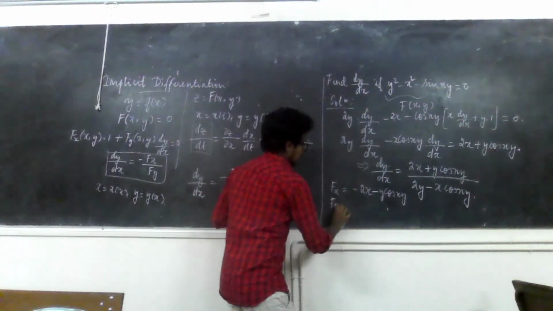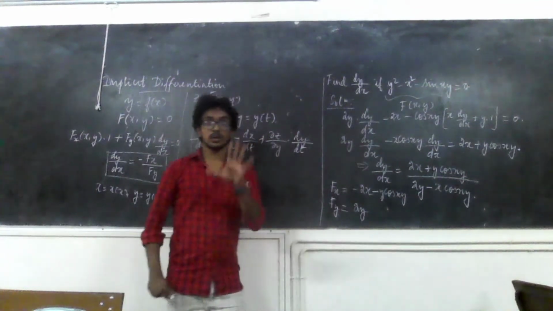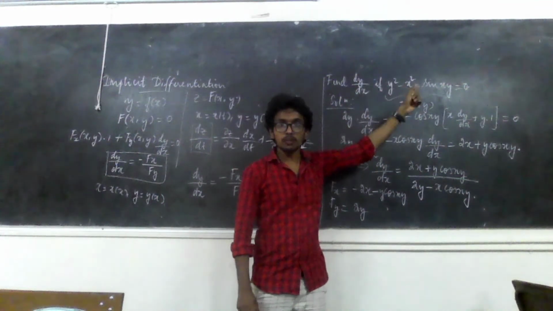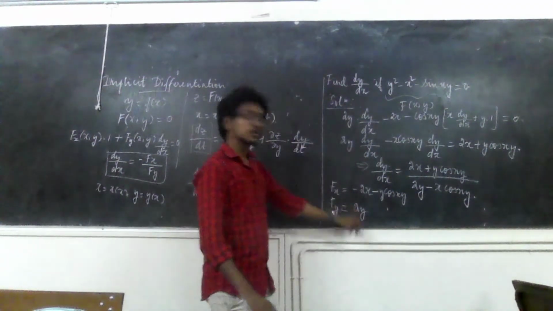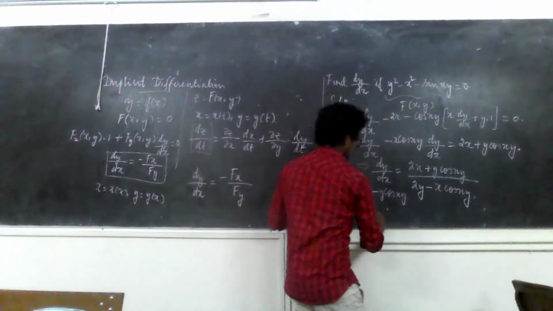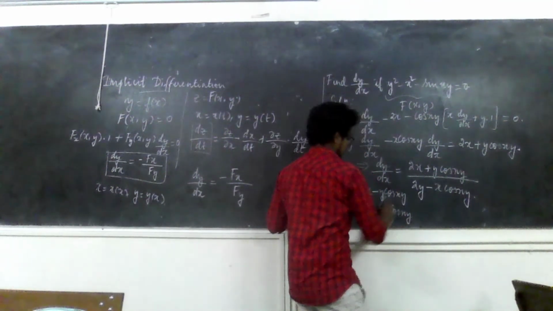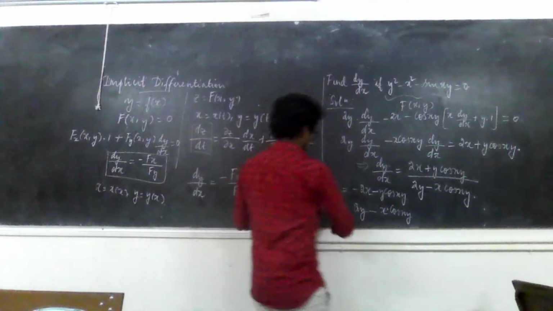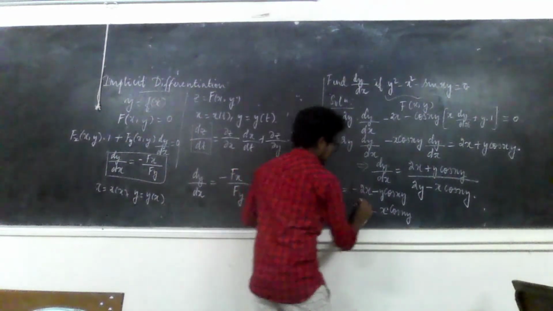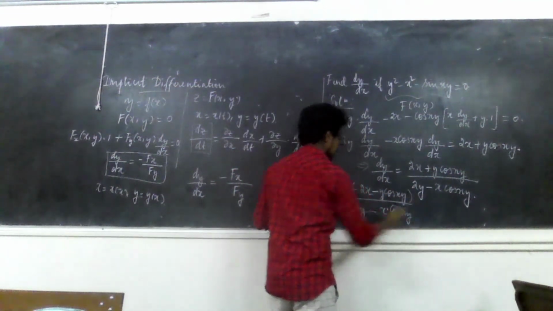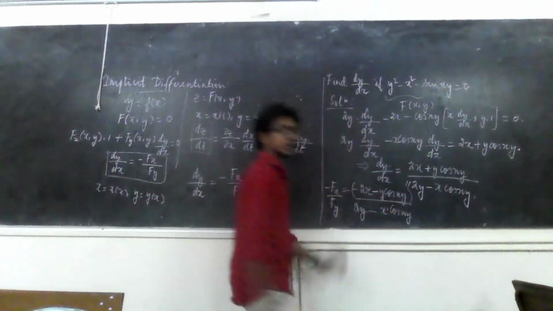Okay, and your fy is going to be 2y. Remember, you are treating x and y as independent variables and you are performing the partial differentiation only. So it is going to be 2y minus cos xy multiplied with x. So if you write minus fx upon fy, it is going to be minus times of this one. When you take minus out from the numerator, you get the same quantity.